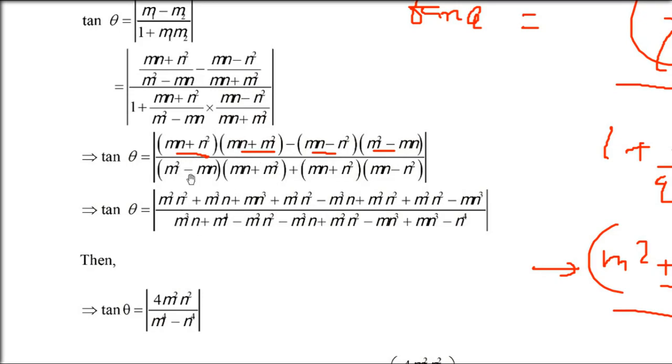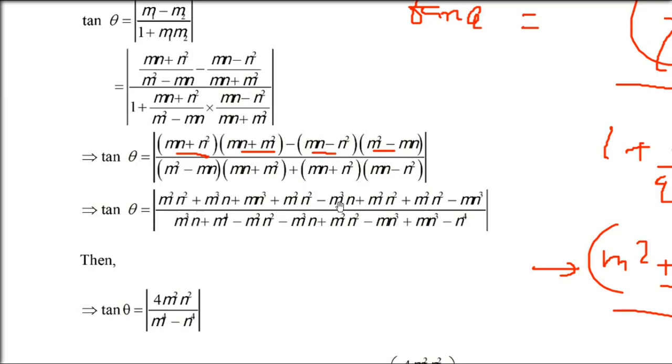m square times m square is m4. Minus mn times mn is minus m square n square. Minus mn times m square is minus m square n. Then n times n cube, and mn times mn is m square n square. Sign will not change. Same thing with change sign.